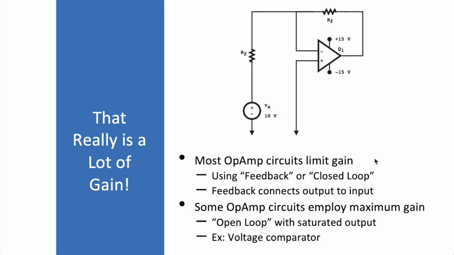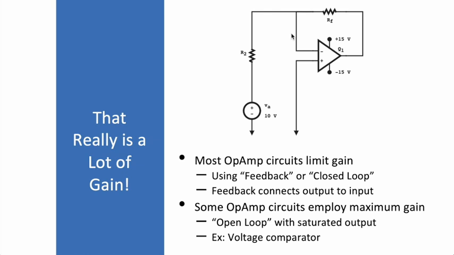Now, most of the time, for many circuits, we don't generally design the circuit so that the output would be saturated. Think of that as an undesirable condition in many cases. And the way we limit the output voltage is by creating a circuit that employs feedback. Sometimes we also refer to this as closing the loop. It's a connection between the output coming back to the input. So there's some kind of loop involving both the output and the input.